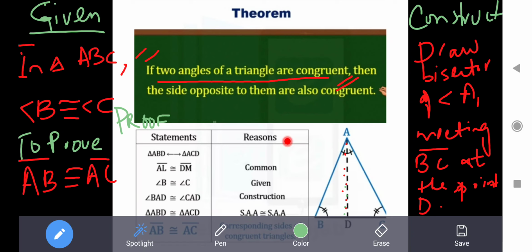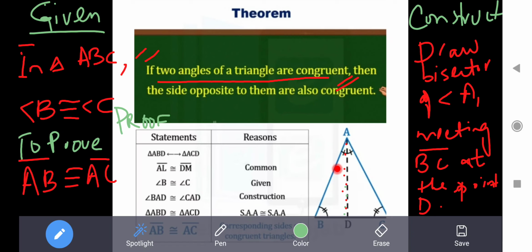So, as I told you in the previous theorem, we will take the constructed triangle. Over here in this statement we will only have the ABC triangle, but now I'll take the two constructed triangles, that is ABD and ACD. So what is this? Triangle ABD corresponds to triangle ACD. We have two triangles and we will show the one-to-one correspondence.